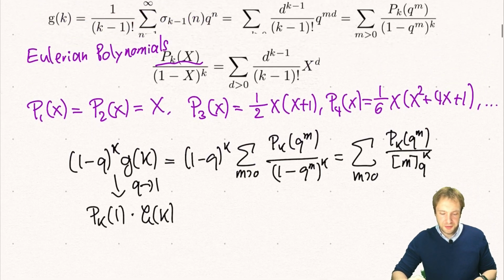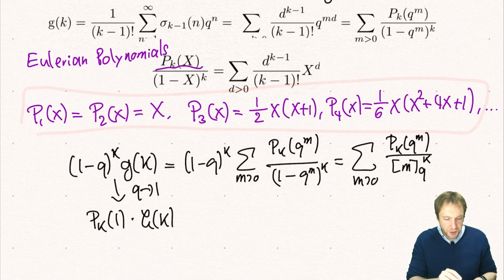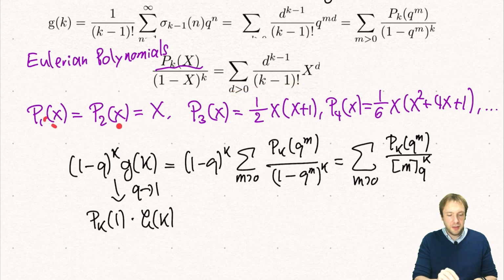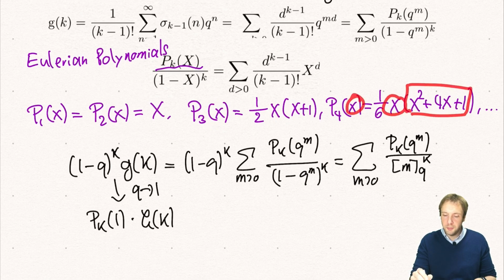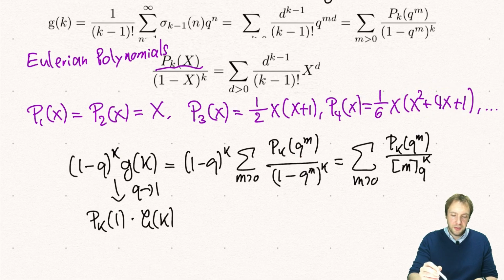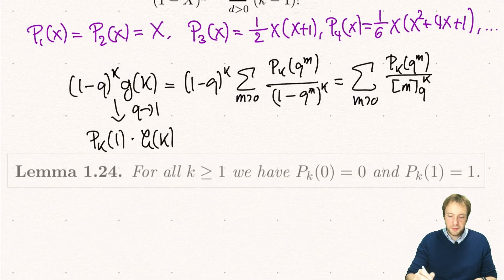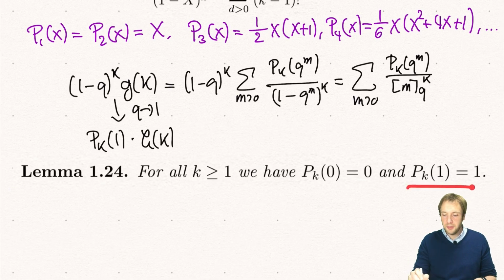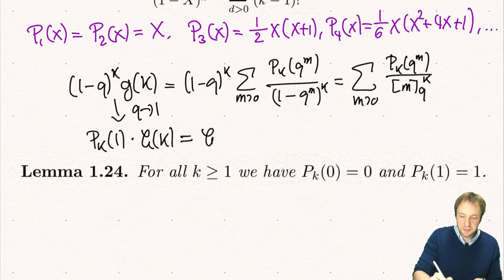But now, if we look, for example, at these examples of the Eulerian polynomials, what happens if I plug in 1? In this case, if I plug in 1, it's just 1. p3 of 1 is 1 times 2 divided by 2, so this is also 1. And here if I plug in 1, then I get 6 times 1 divided by 6, which is 1. So in these cases, p_k(1) is 1. And what you will show in the exercises is that this is always the case, that p_k(1) is always 1, and therefore this here is just zeta of k.